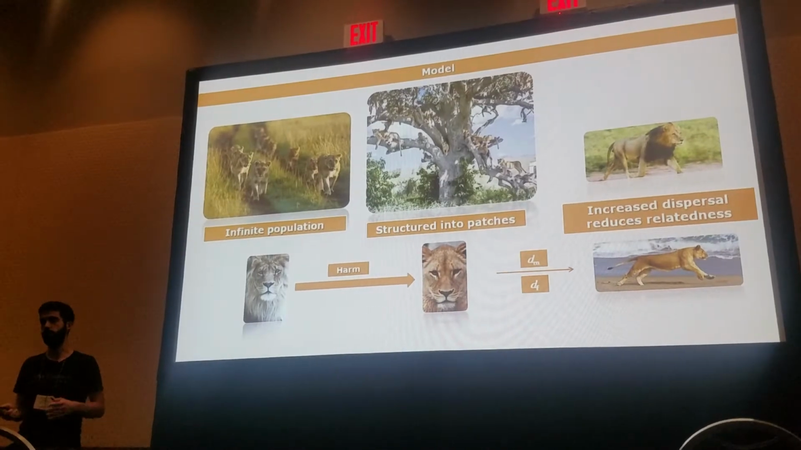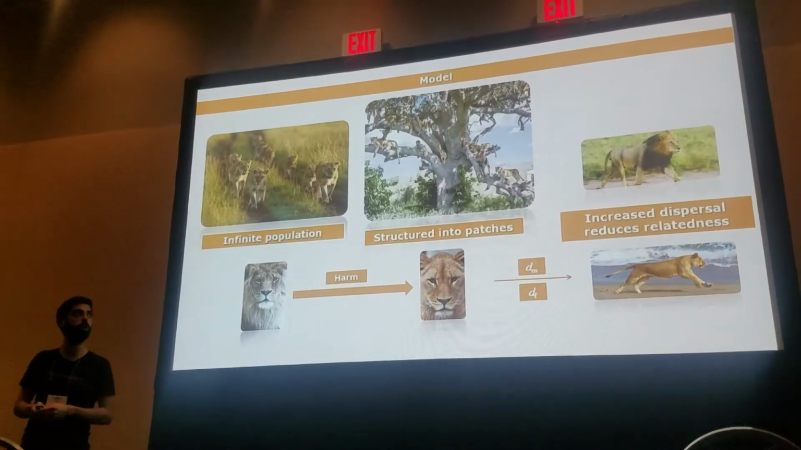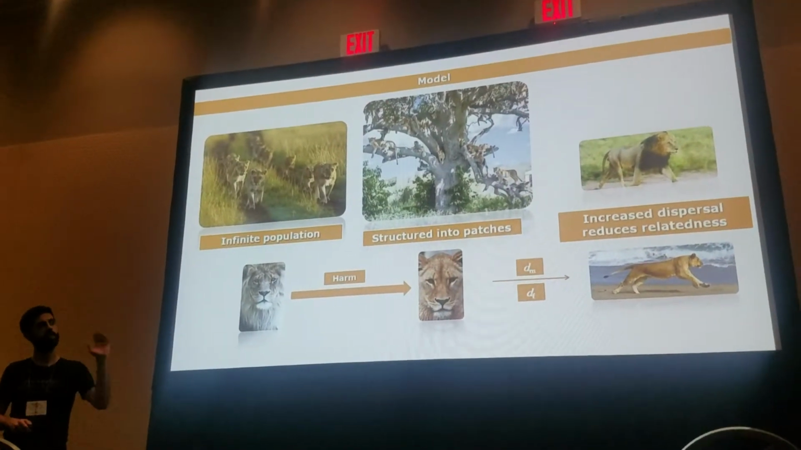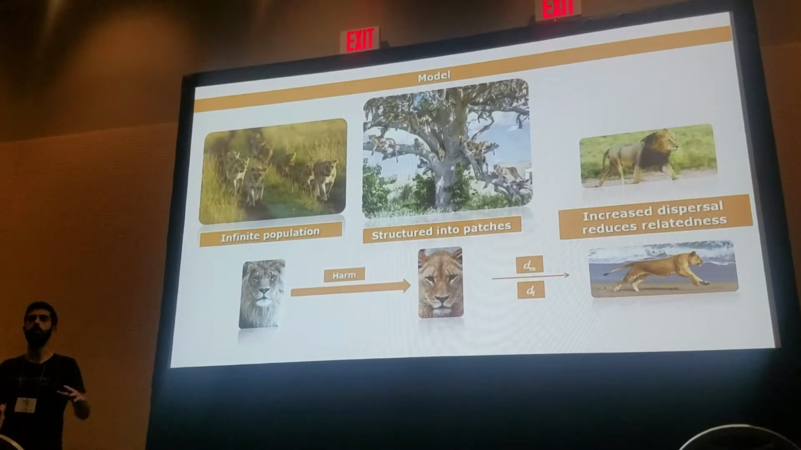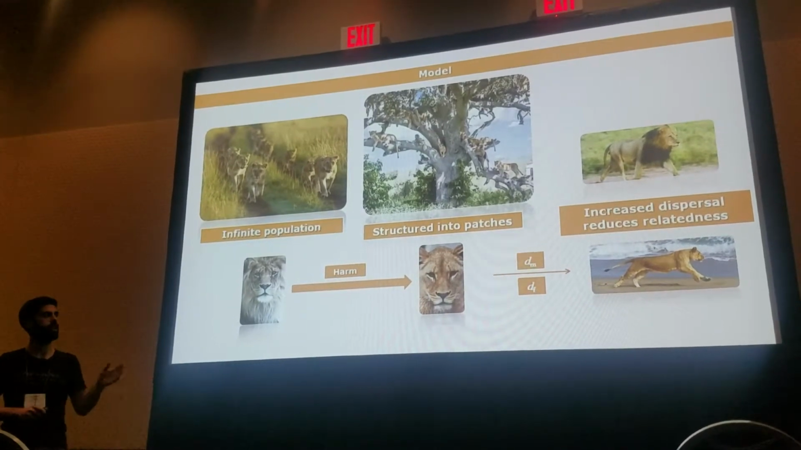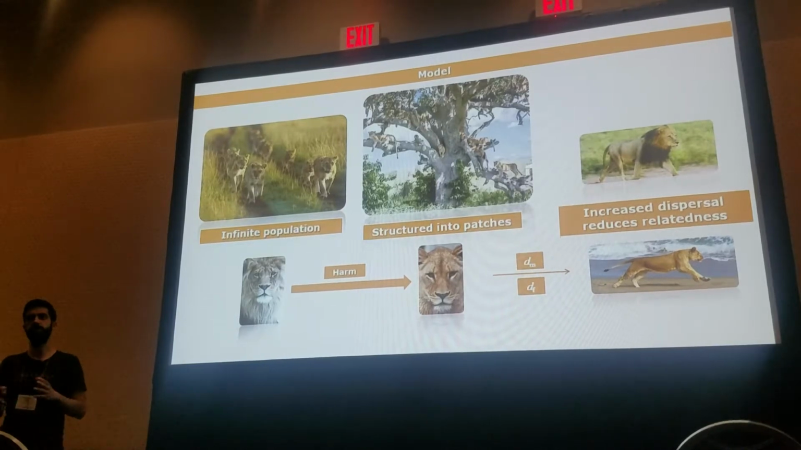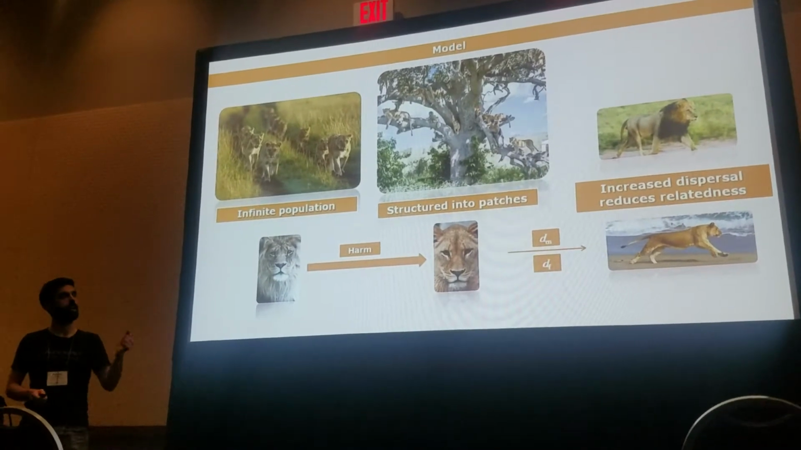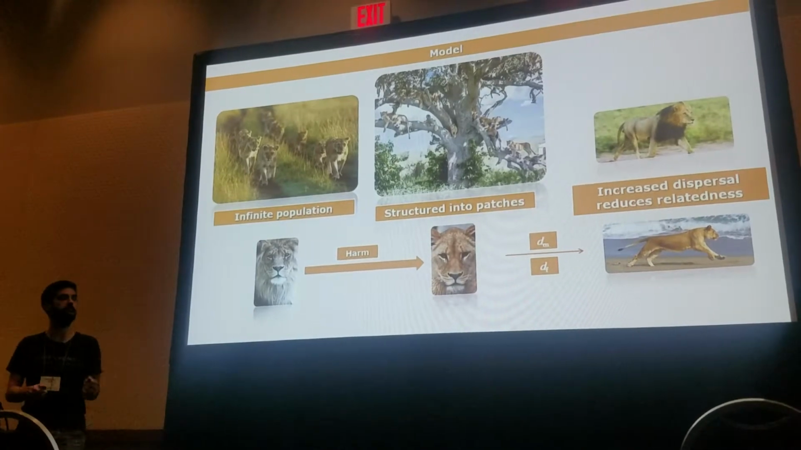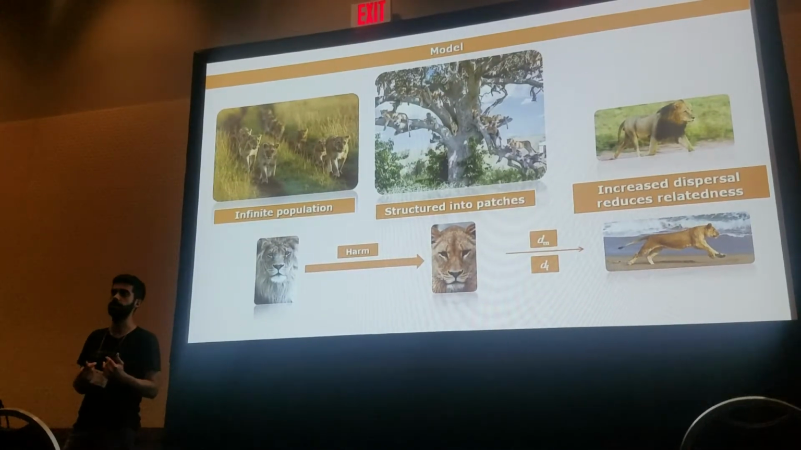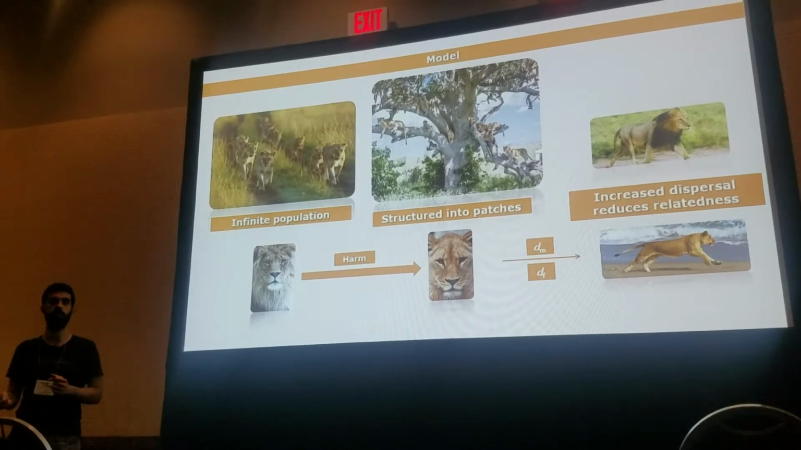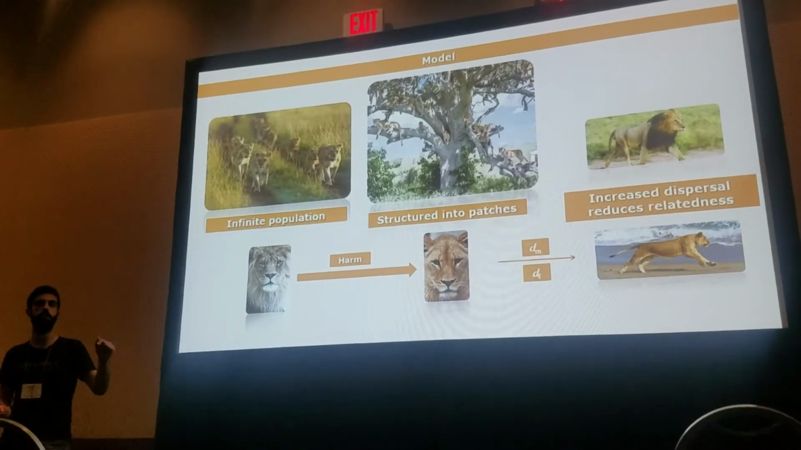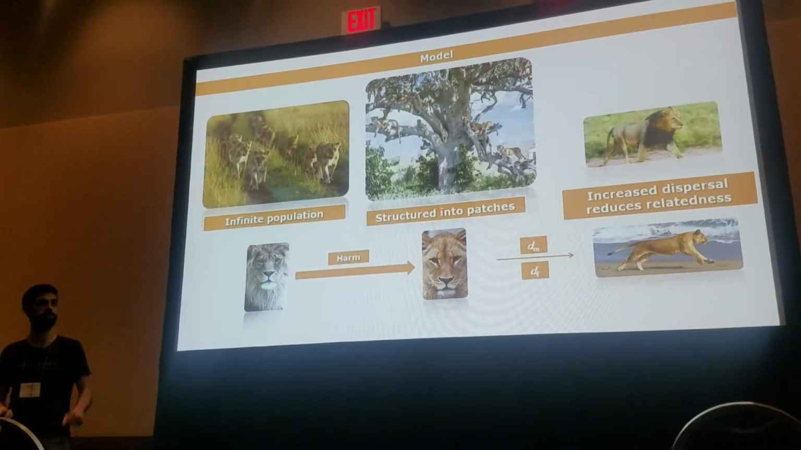So he had a theoretical model. In this theoretical model, he had an infinite population that was divided into patches, and within each one of these patches there were males and females. Males and females were going to interact with each other, and during this interaction, males could harm the females. And by harming the females, they could increase their fecundity at the expense of the fecundity of the females and also of the other males that were mating with those same females.